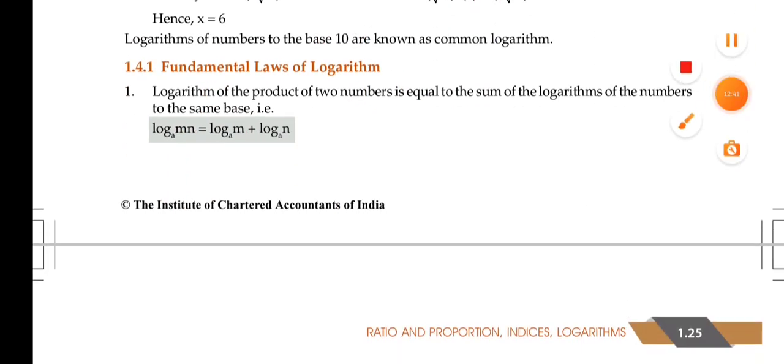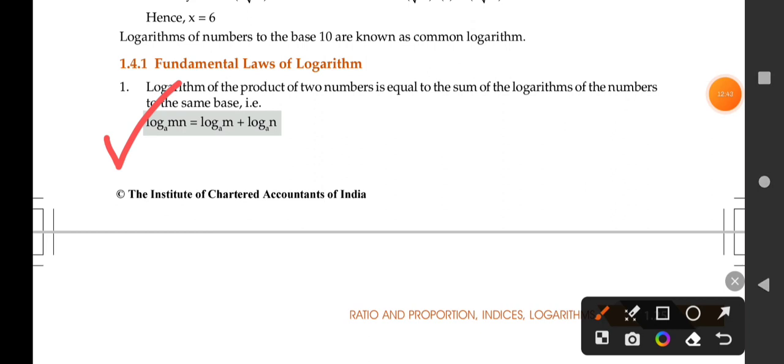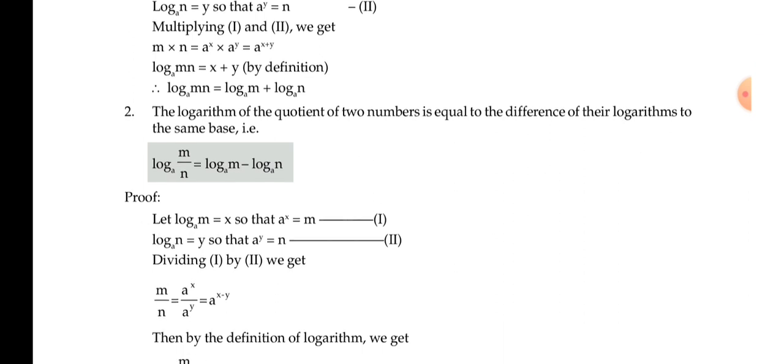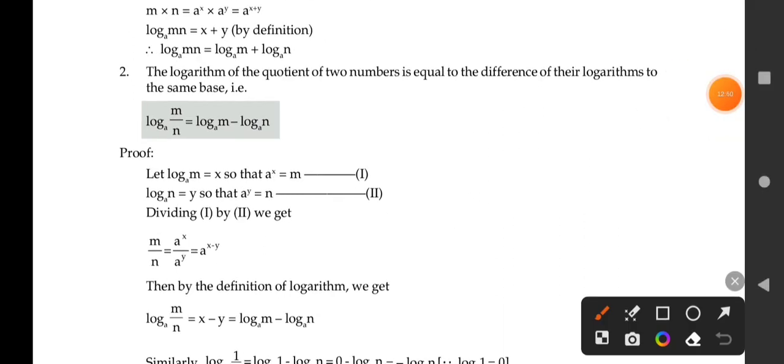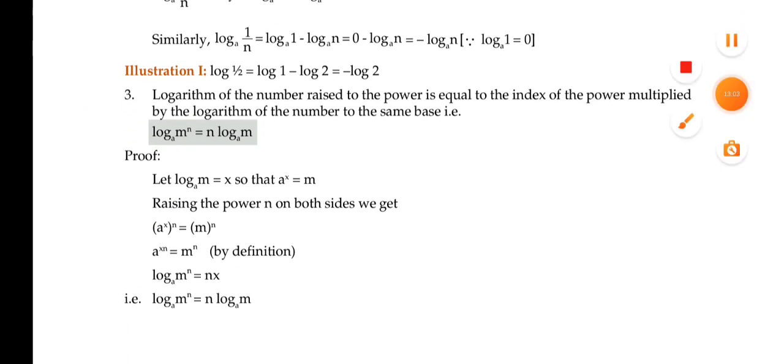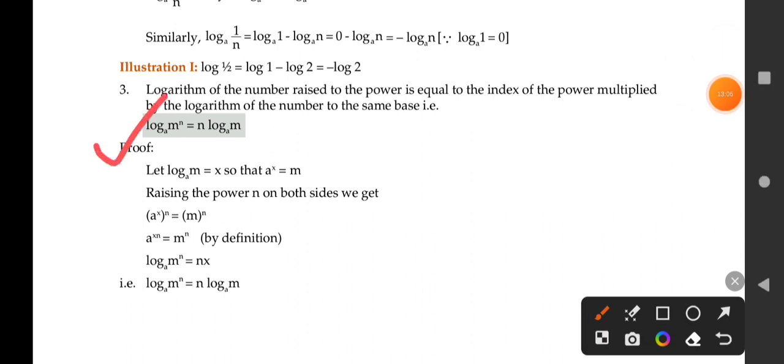Next, the fundamental laws we have seen. The product of two numbers is the addition of their individual logs. There is no need to remember the proofs. Again, the quotient of two numbers is the difference of their logs. The third one was: if a number is raised to a power, the log is the index of the power multiplied by the log of the number to the same base.